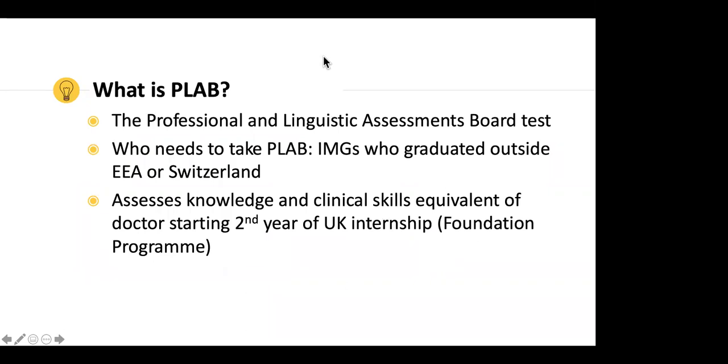So part 2 is mainly clinical, and part 1 is based on knowledge and clinical application. So basically, the PLAB exam assesses the knowledge and clinical skills of candidates.